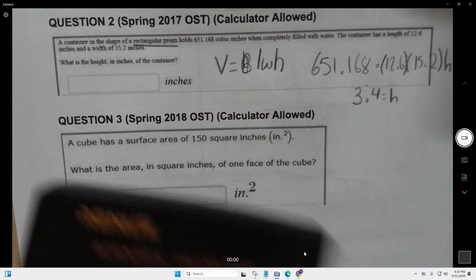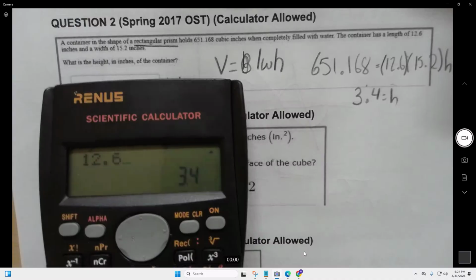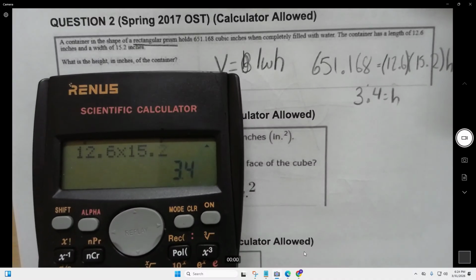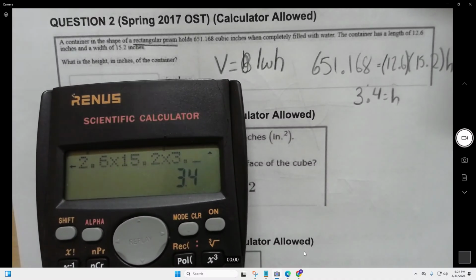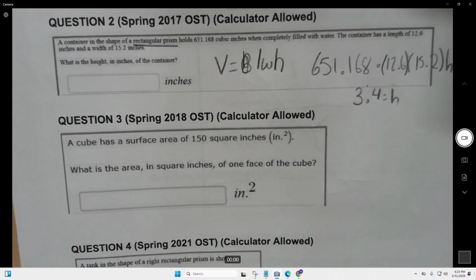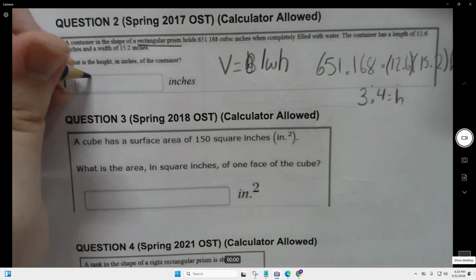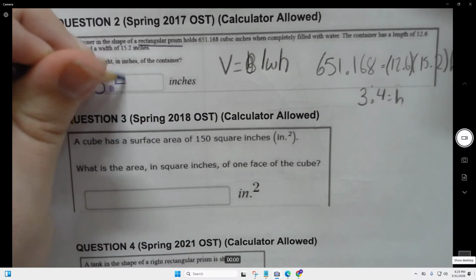So 3.4 equals height. And then just to be sure, you can do it in reverse. 12.6 times 15.2 times 3.4, and it gives you the original answer back. If you want to check your work, which you should, just multiply everything back together. Make sure it adds up to the original volume.